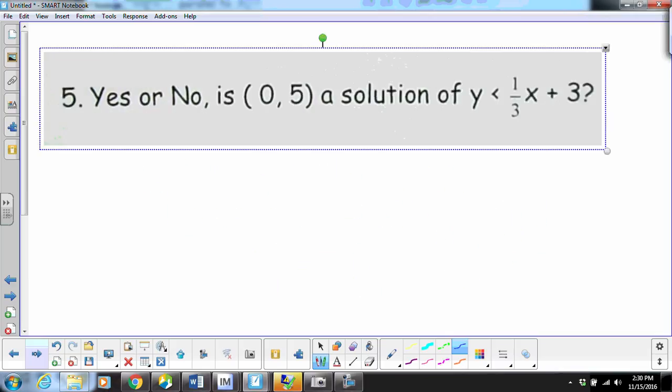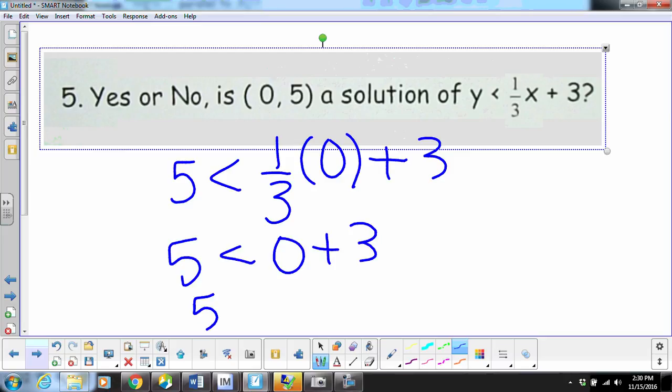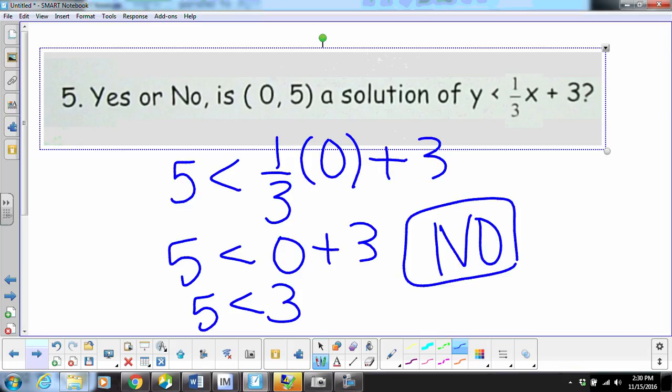All right, the other one I'm going to do is number 5, just because I had that fraction in there. Okay, so y is 5. Be careful when you're plugging in. Make sure you're plugging x in for x and y in for y. Okay, x is 0. 0 times anything is going to be 0. So is 5 less than 3? And that one is also no. Okay, so those are your is-it-a-solution type problems.